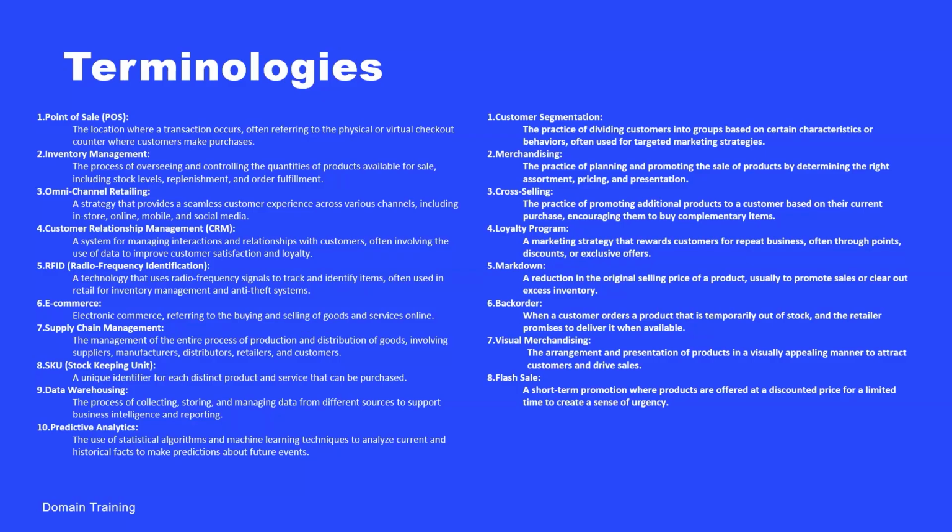So markdown. What is markdown? This is a reduction in the original selling price of a product to promote sales or clear out excess inventory. So markdown is usually used during sales, probably like a Diwali sale or a Dasara sale. They will reduce the price of a product to clear off inventory. If they have more inventory and the sales are a little bit dull, they do something like a markdown, which is nothing but a lesser price of the product to clear off the inventory.